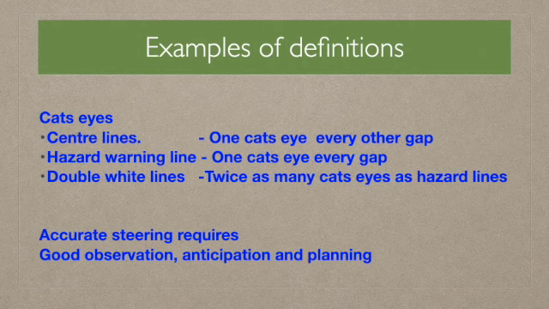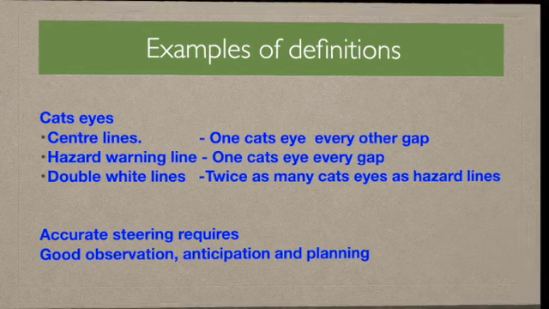Cat's eyes. Centre lines. One cat's eye every other gap. Hazard warning line. One cat's eye every gap. Double white lines. Twice as many cat's eyes as hazard lines. Accurate steering requires good observation, anticipation and planning.